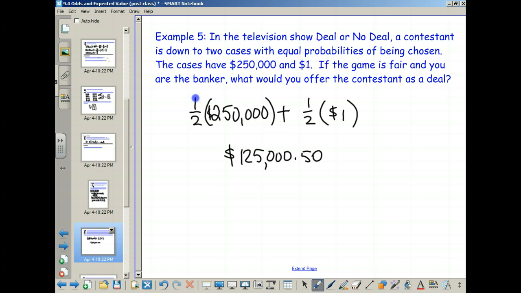So of course, they never offer that exact amount in the game show. They're going to say something like 125,000, or they usually undercut it just a little bit. Right? Go ahead and just try your luck. This is how they do the game.